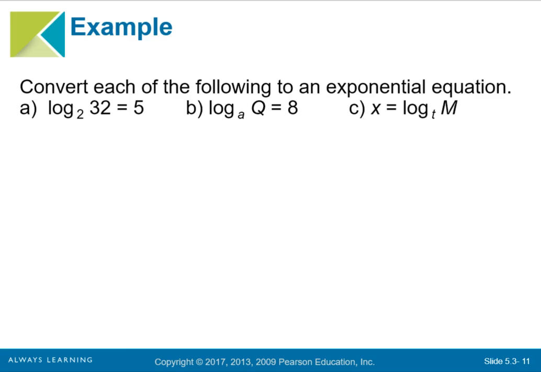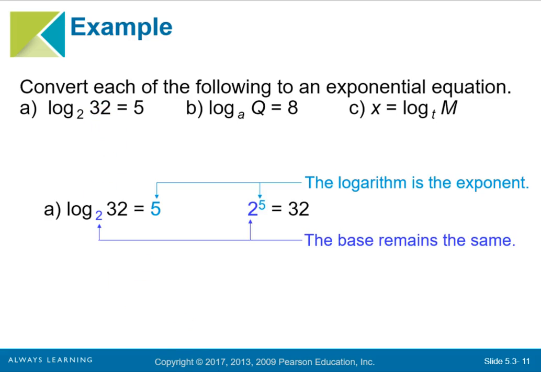So now we're going to go the other direction. We're going to go from logarithmic to exponential. This is actually really cool to be able to go back and forth between the two. It's really helpful to understand what's happening there. Okay, so we're going to have a 2 for our base, a 5 for our exponent, and that's going to equal 32. So 2 to the 5th equals 32.